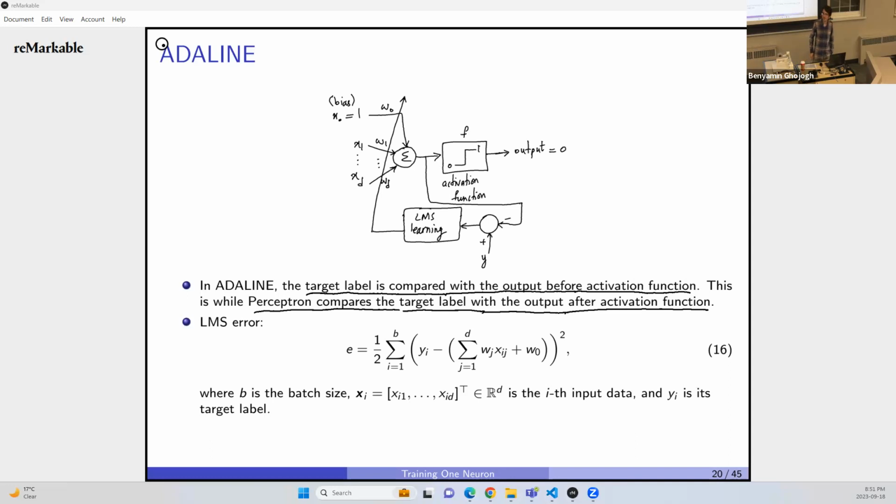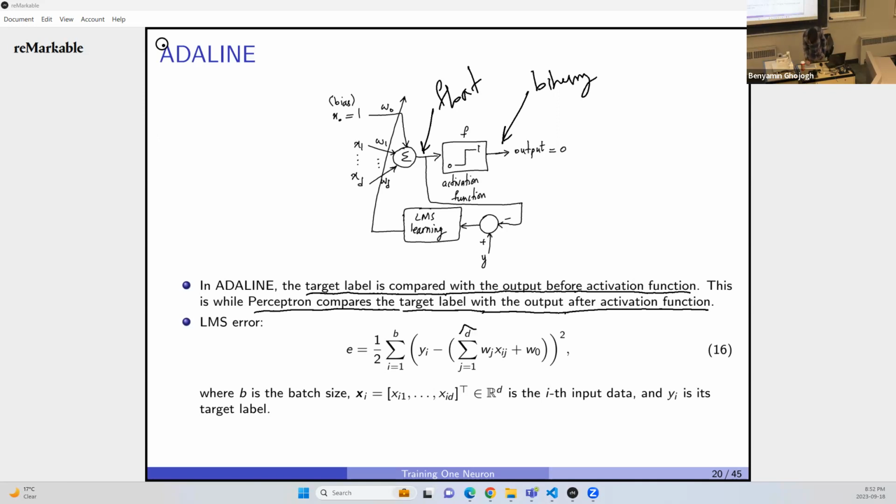Now I think you understand why ADALINE generalizes better than Perceptron. Why? Because here the output is a float value. Here it becomes binary, right? Perceptron makes the output crisp, binary, and then compares with the target. But ADALINE compares the target with the float, a continuous value of the output, right?